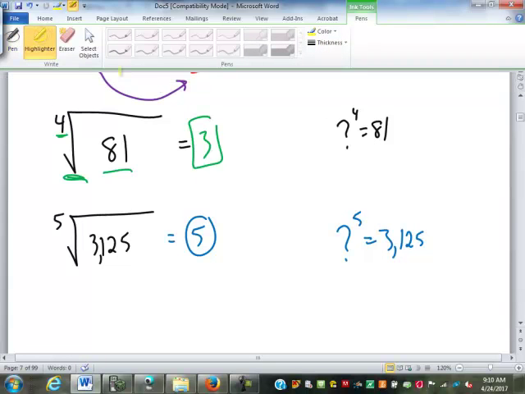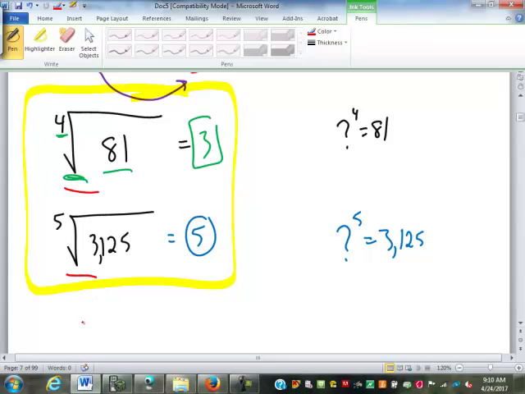Well, looking at these last two examples I did here, one of them is correct, and one of them is only half correct. One of them has only the answer we found. The other one has a second answer. Can anybody tell me which one of these has a second possible answer? Remember, this is saying what number to the fourth power is 81? What number to the fifth power is 3,125? Is there any other number to the fifth power that would be 3,125?